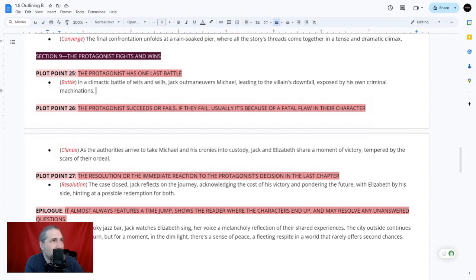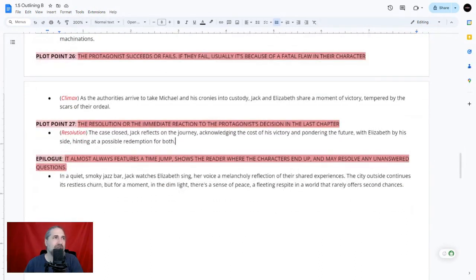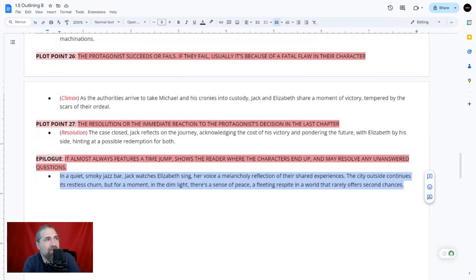All right. Then the authorities arrive, and they take Michael and his cronies into custody. Jack and Elizabeth share a moment of victory, tempered by the scars of their ordeal, and then we resolve it and the case closes. Jack reflects on the journey and acknowledges the cost. Now, again, I probably would take away this epilogue when we go deeper into the stats, but ultimately he's reflecting on everything.